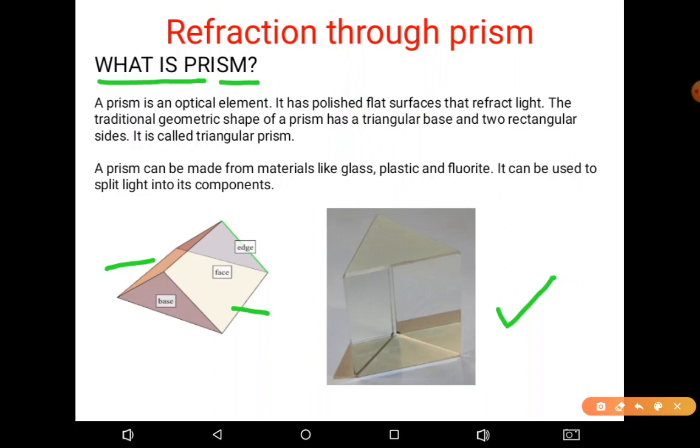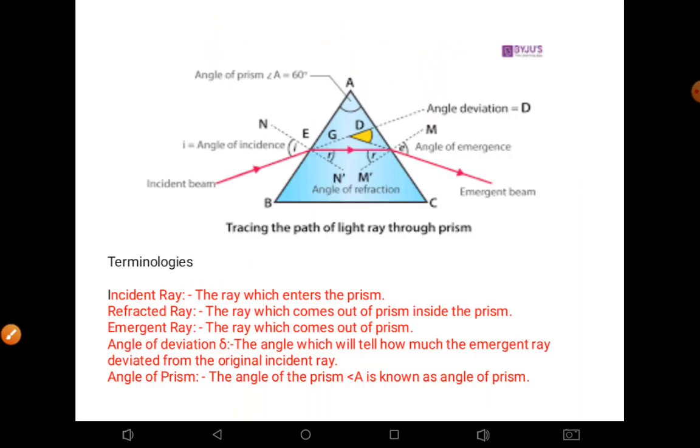So there are some nomenclatures. When the light passes through the prism, how is this light refracted, and after the other surface it emerges out from the prism. First of all, there are some important terminology used in a prism to study the refraction through the prism. The first one is the incident ray, the ray which enters the prism.